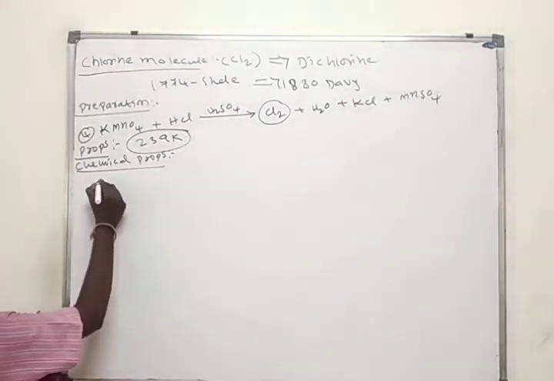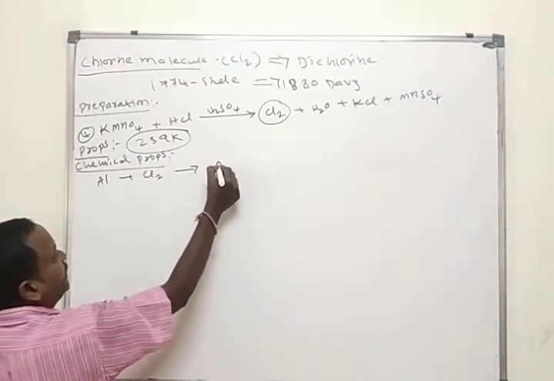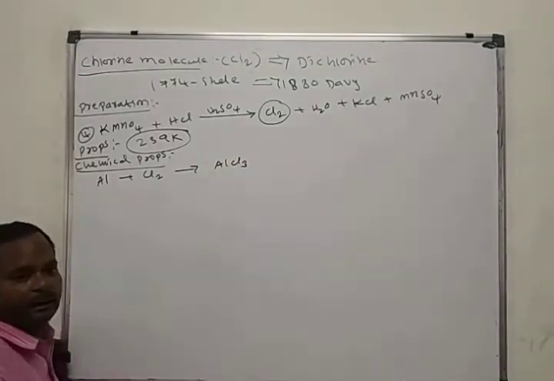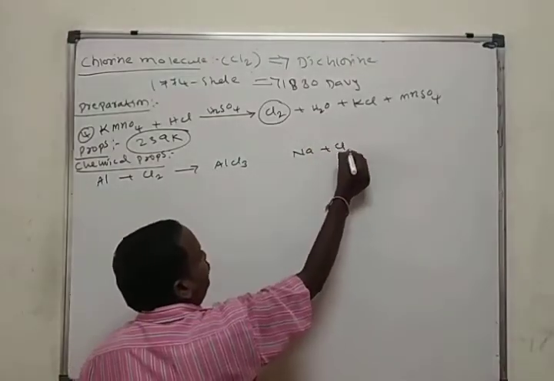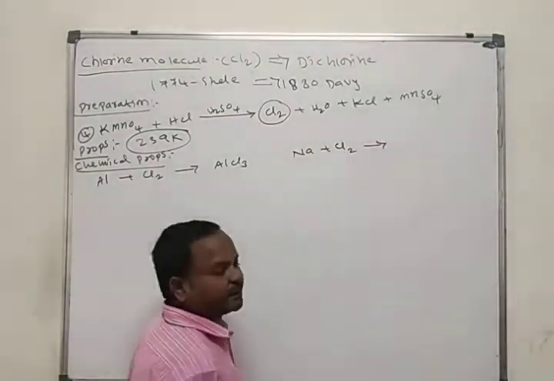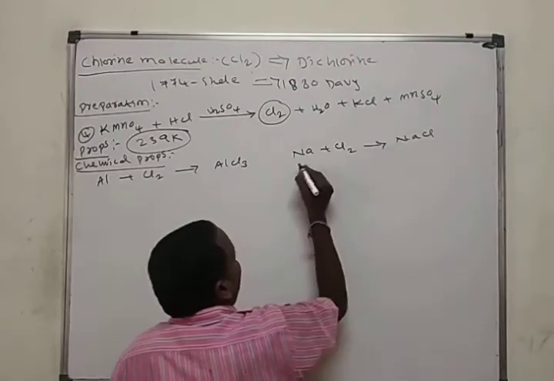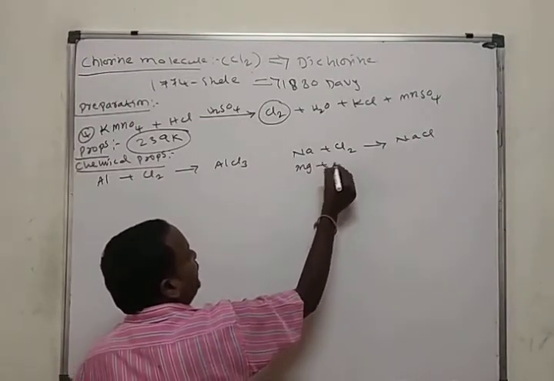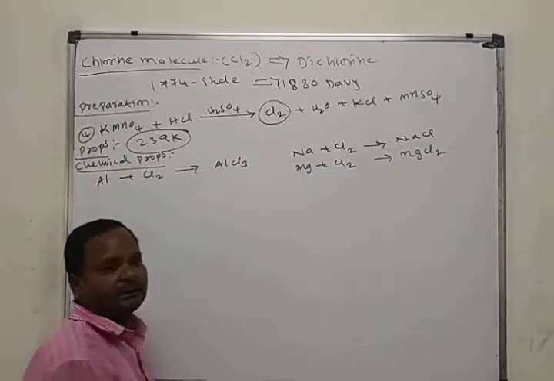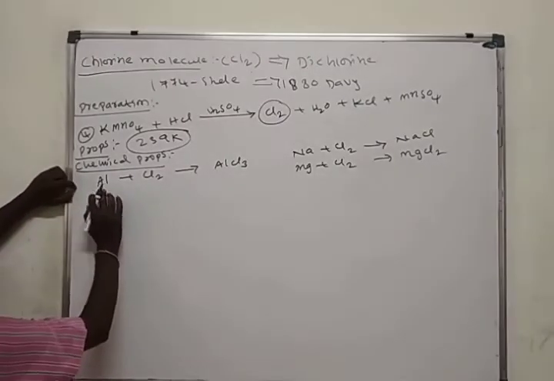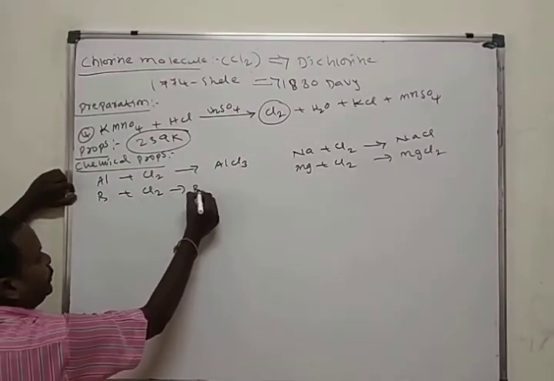For example, it reacts with aluminium. When chlorine reacts with aluminium, it forms aluminium trichloride. When sodium reacts with chlorine, it forms sodium chloride. Just balance the equations. Magnesium reacts with chlorine and forms magnesium chloride. These are metals. Boron reacts with chlorine and forms boron trichloride.